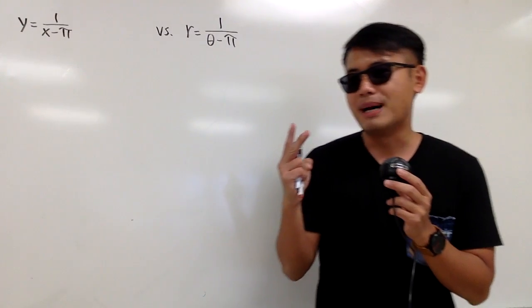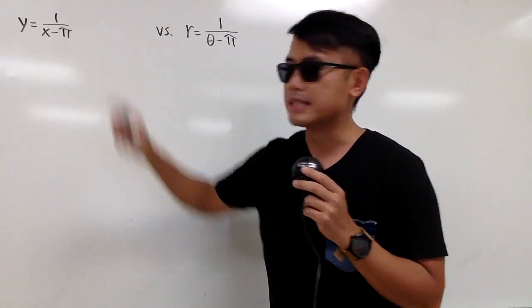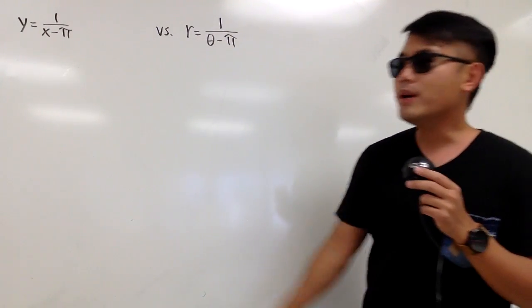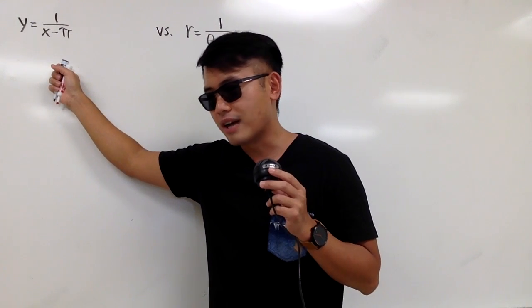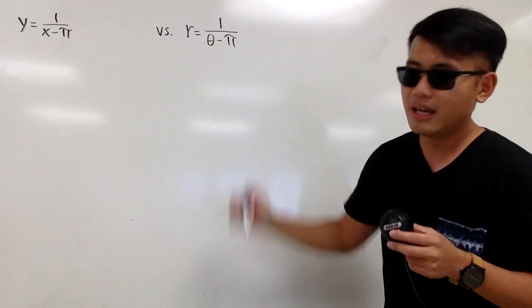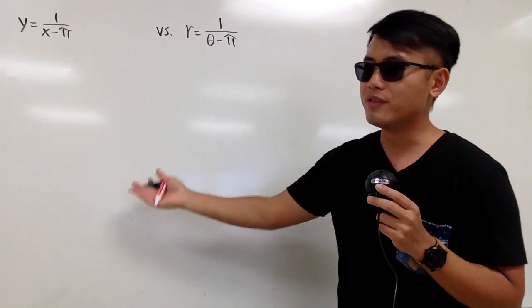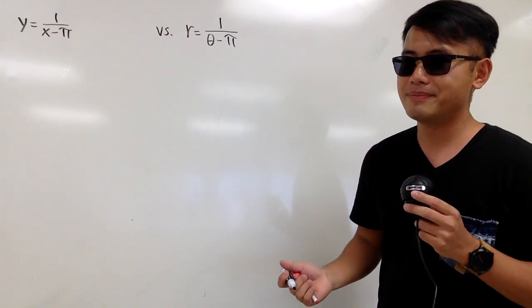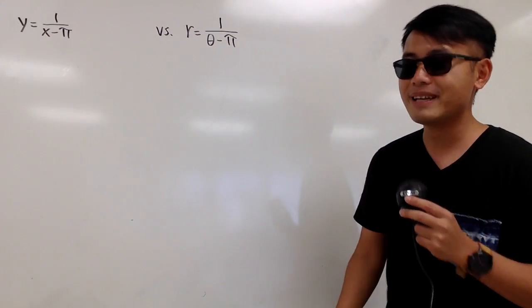Two equations on the spot. The first one is y is equal to 1 over x minus pi, and the second one is r is equal to 1 over theta minus pi. Well, this guy is the rectangular guy, or you can also call this the Cartesian guy, but this guy is the polar guy. And let's focus on the graphs of these two first. Do you think that the graphs of them are the same or different? Of course, they're different, right?